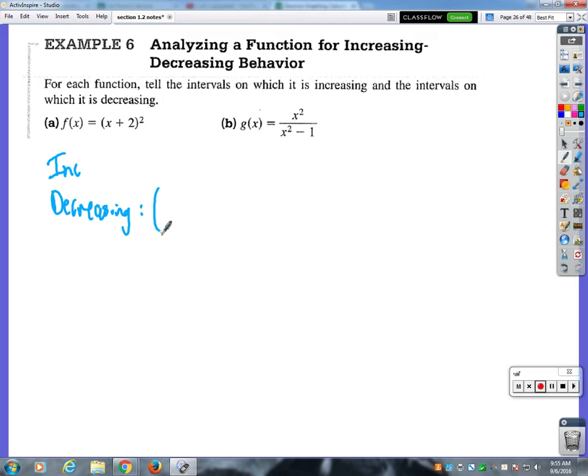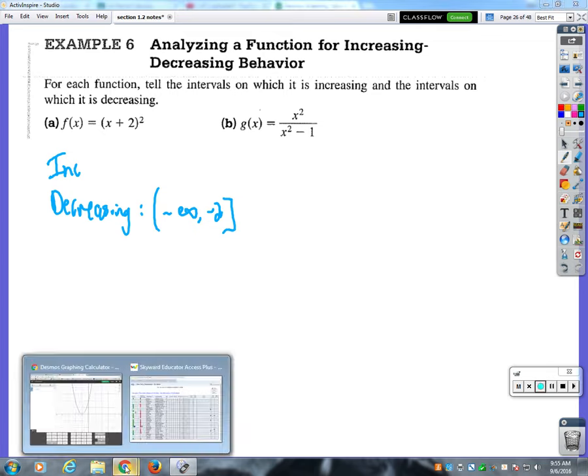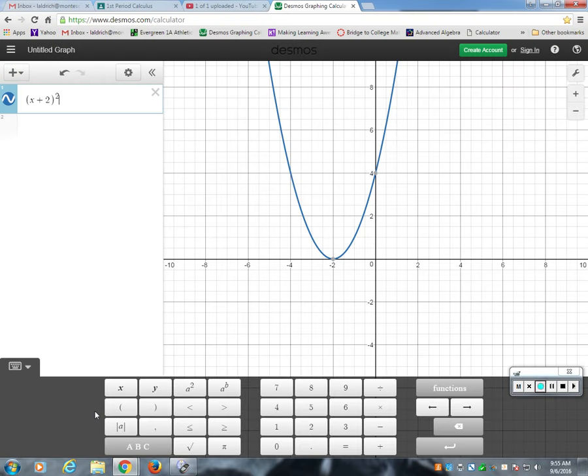Okay, so it's decreasing from negative infinity to negative 2. And this book does something that I'm a little bit uncomfortable with. It is then increasing from where? Negative 2 to infinity.